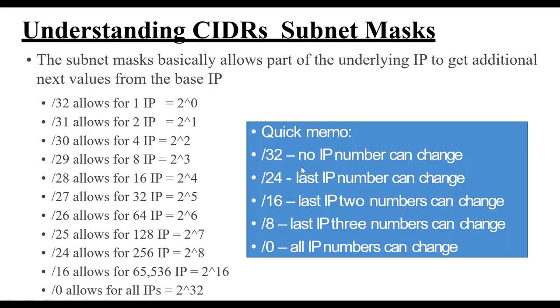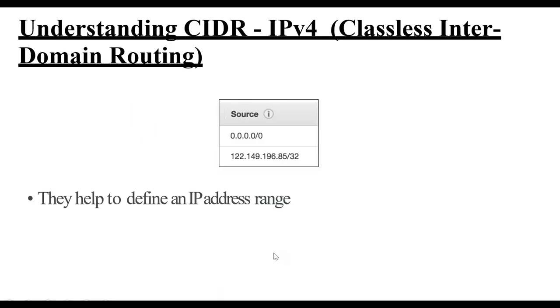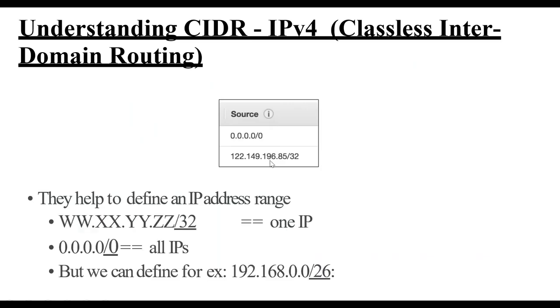For a quick conclusion: with /32, no IP number can change. With /24, the 4th octet is going to change. With /16, the last 2 octets change, with /8, 3 octets change, and with /0, all octets are for devices. That is any IP address. From the IP address range point of view, it is one IP or all IPs.